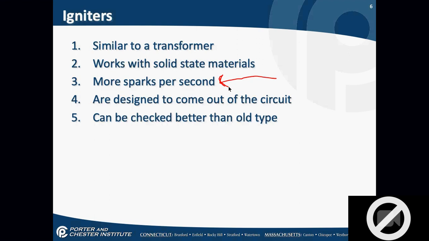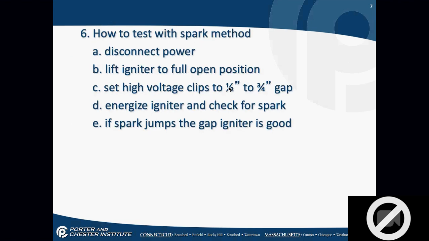They are designed to come out of the circuit following ignition. The old style transformers, they're heavy. They're designed to run constantly while the burner's providing heat. While the burner's firing, the old style transformers are going to run constantly. You will have a constant spark. The solid state igniters will not run constantly. They come out of the circuit once flame has been established. We can check the operation of the igniters much more easily than the old style type.